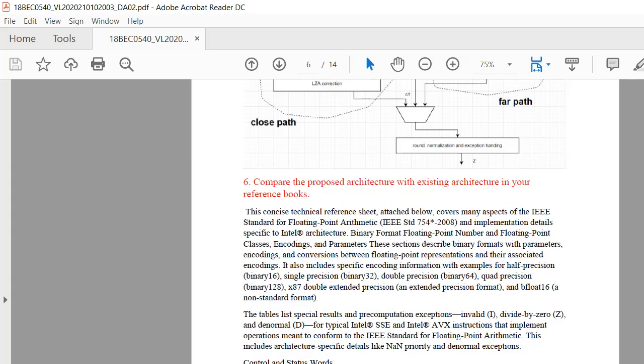Here in the sixth question we compare the proposed architecture with the existing architecture in the books. This concise technical reference sheet attached below covers many aspects of IEEE floating point arithmetic and implementation details. It encloses encodings and parameters. These sections describe binary formats with parameter encodings and conversions between floating point representations and their associated encodings. It includes specific encoding information with examples for half precision, single precision, double precision and quadruple precision.